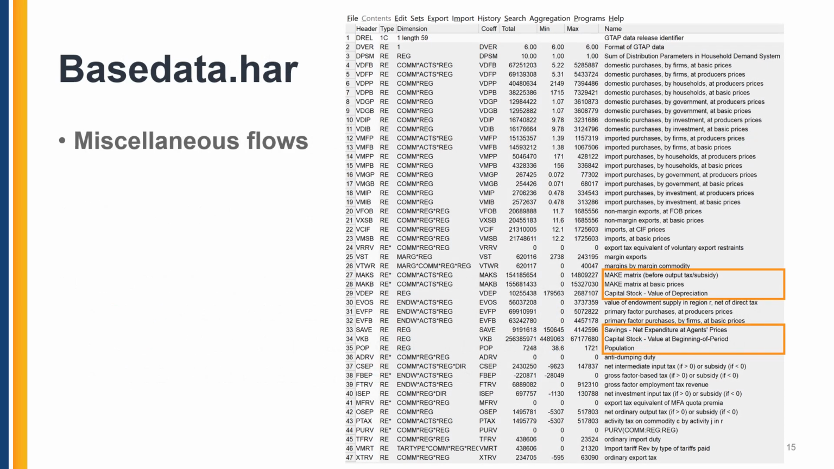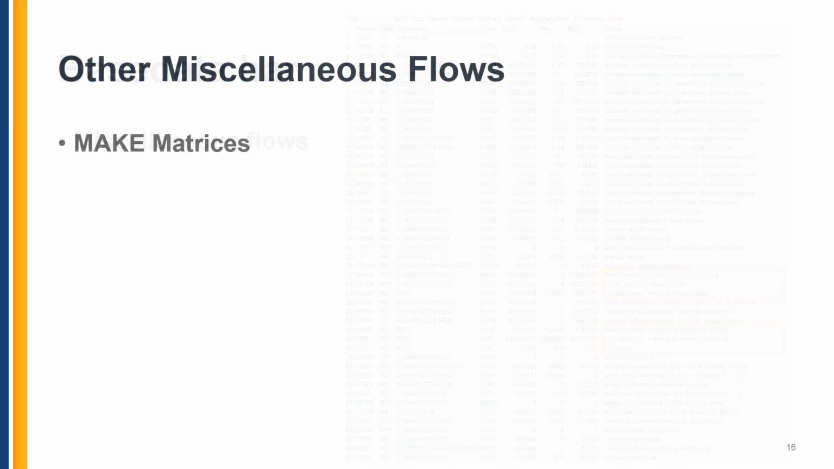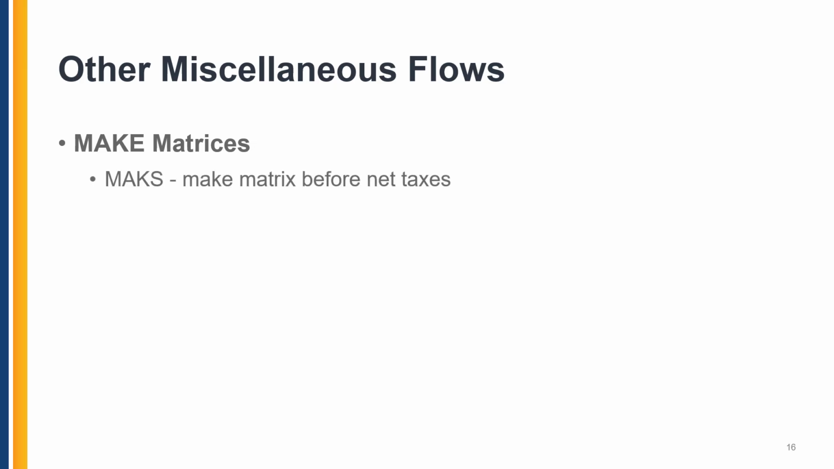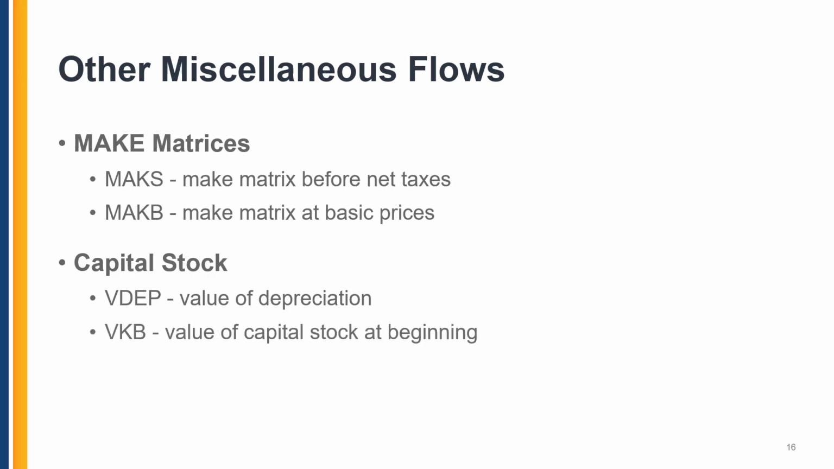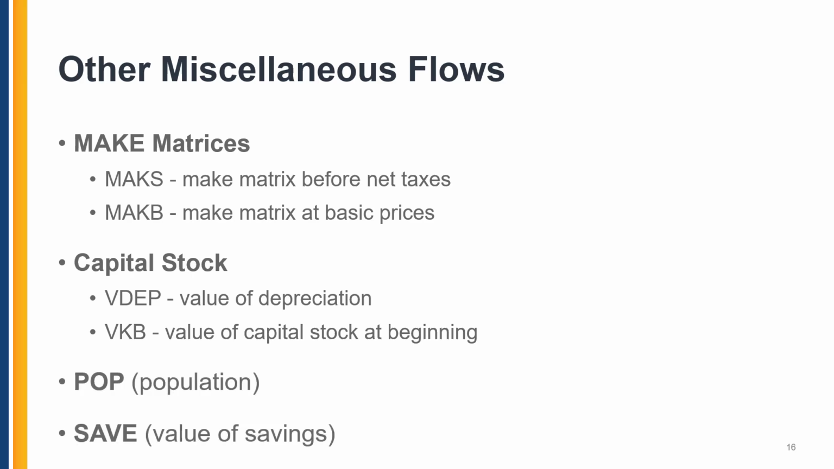Now we'll take a look at some remaining flows in the database that don't fall under any of the previous categories. We have two coefficients for make matrices. MAKES is the make matrix before taxes, while MAKEB is the make matrix measured in basic prices. There are also capital-related coefficients, such as VDEP, which is the value of depreciation, and VKB, which is the stock of capital at the beginning of the period. Population and the value of savings are also present. This covers all coefficient types that you may find in the database, consistent with the GTAP model version 7.